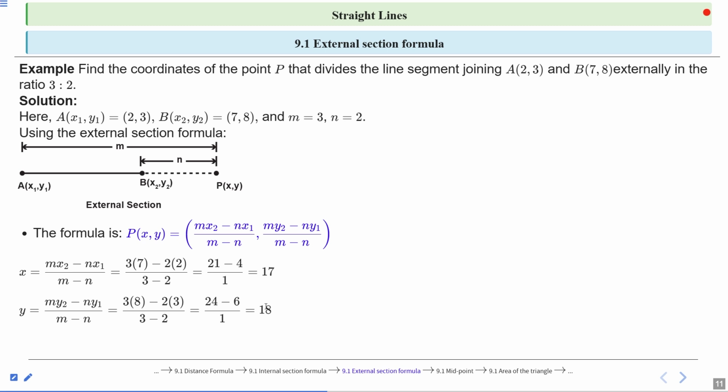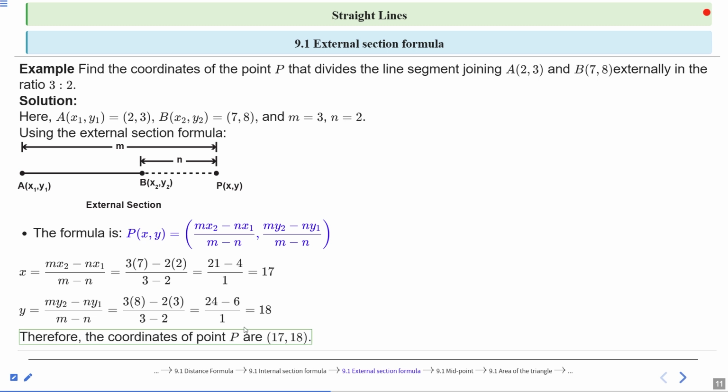So now you can easily find the coordinates of the point P. Therefore the coordinates of the point P are 17, 18. So it is the final answer. I hope it is clear to all of you.